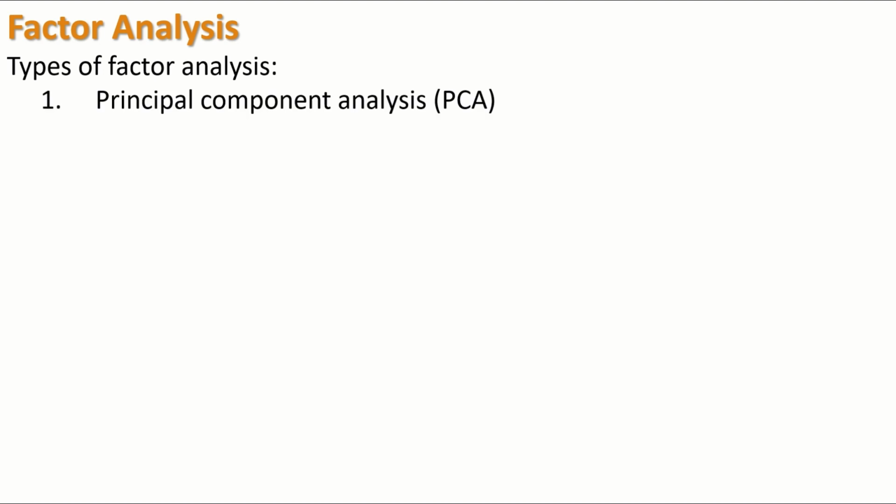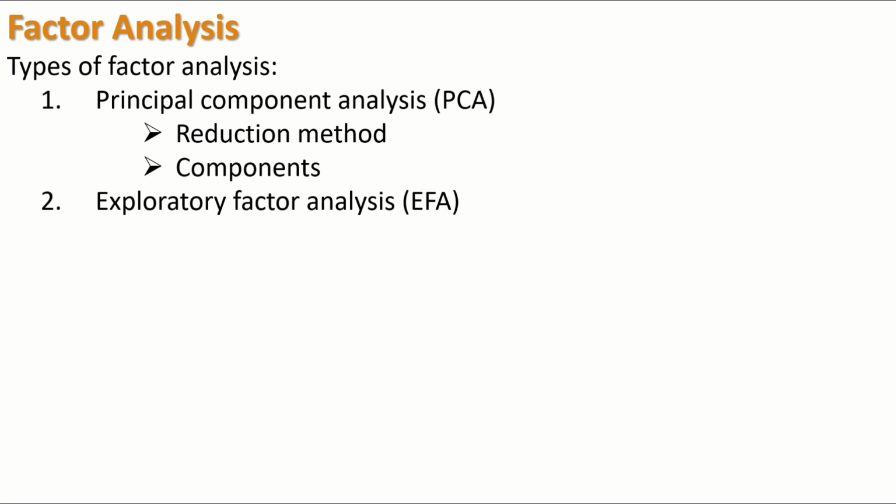What are the types of factor analysis that can be used in analyzing questionnaire or survey data? There are several types. The first one is the principal component analysis, which is abbreviated PCA. It is a reduction method that aims to reduce the number of items from a survey or a questionnaire or a scale or an instrument. It is designed to try to find a correlation between those items or questions and then group them into a component, and that's why it is called principal component analysis.